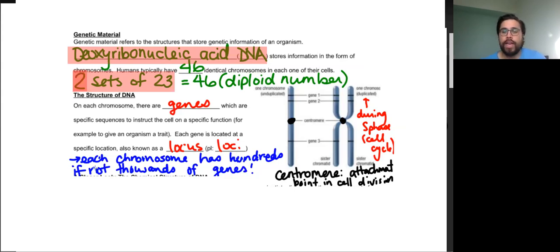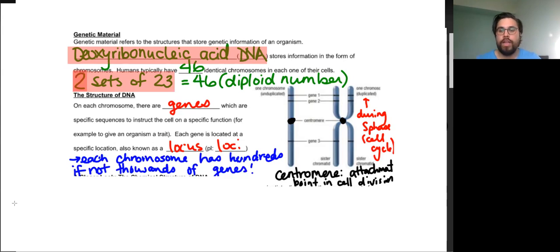So these genes are located at a locus or loci, and each chromosome has hundreds, if not thousands, of genes. Again, we have 46 total chromosomes, two sets of 23. On each of those chromosomes, we have hundreds, if not thousands, of genes that are responsible for giving us our traits, our behaviors, in some way how our body functions, and overall, how we are as a species, really and truly.